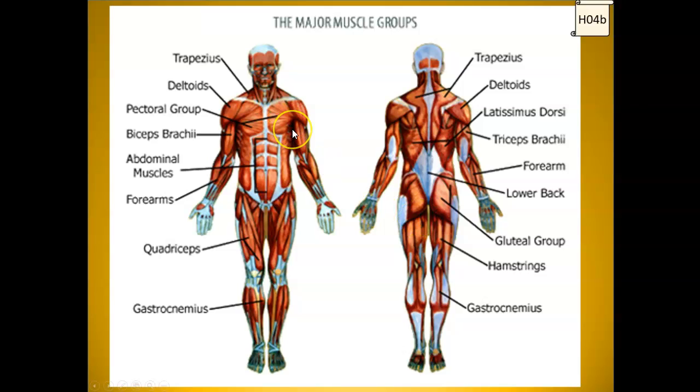So this is a good spot if you want to pause the video and go through and name the major muscle groups from head to toe in the front of your body, your ventral side, and then on the back of your body, your dorsal side. You can name those. I'll give you a second to look those over. All right, and then we'll go ahead and move past that.